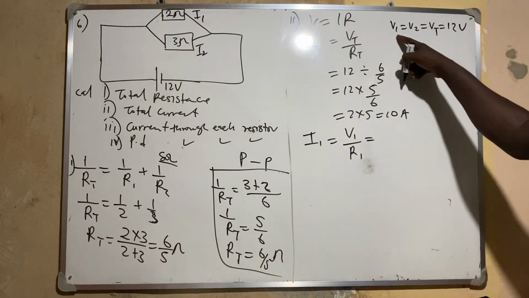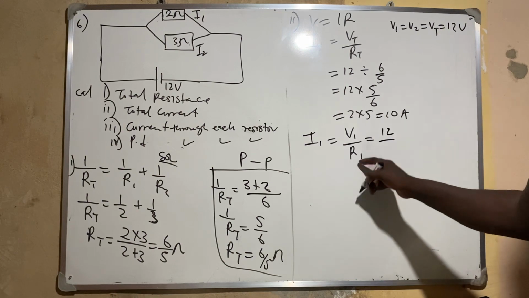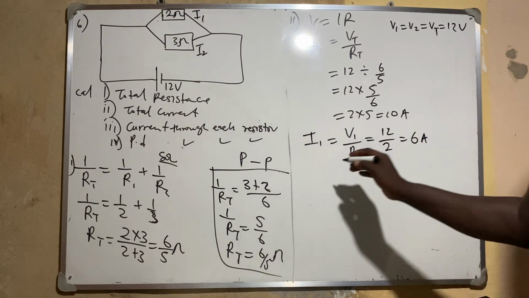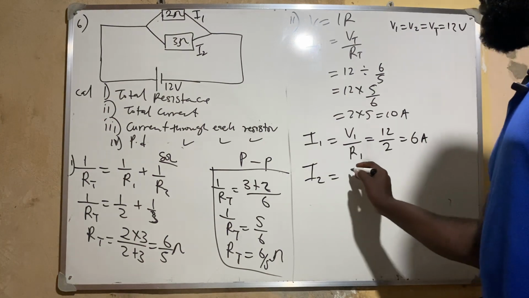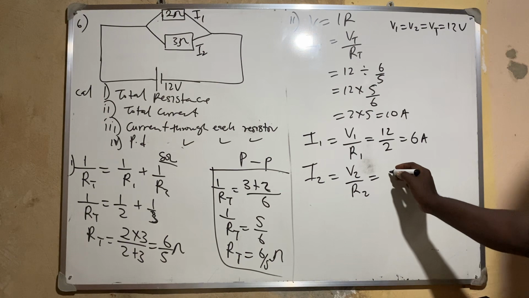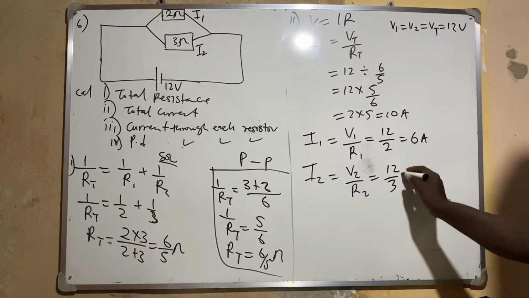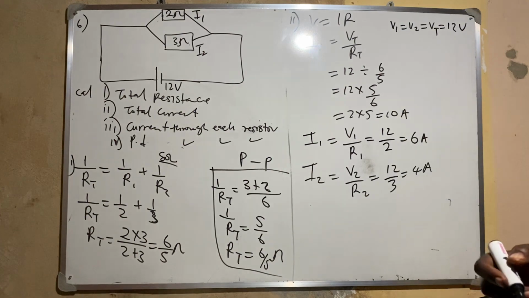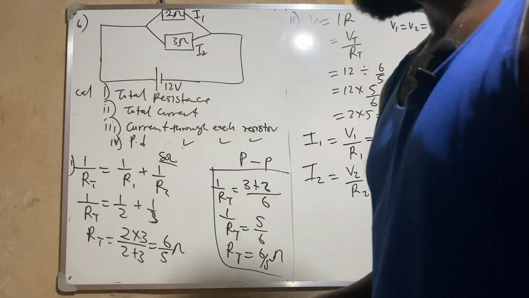So I will now say that my V1 is 12 divided by my R1, 2, which is 6 ampere. So my I2 will now be V2 over R2, which is 12 divided by 3, which is 4 ampere. So if you add these two, you are still getting that the total current is 10 ampere. So that is that.